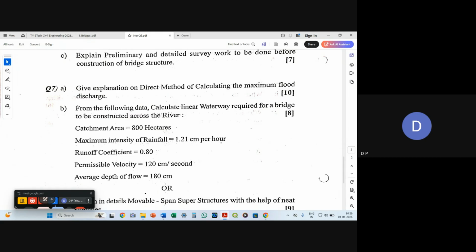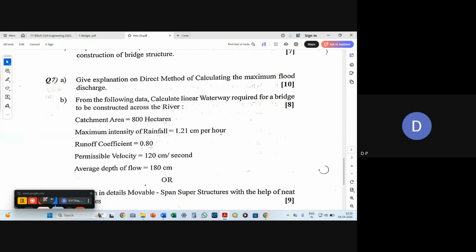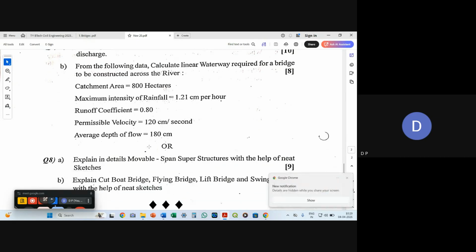Based on such calculations, numericals are there.